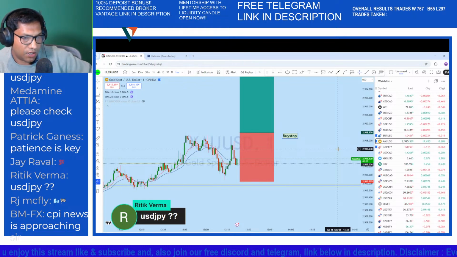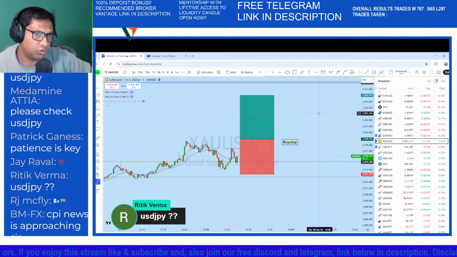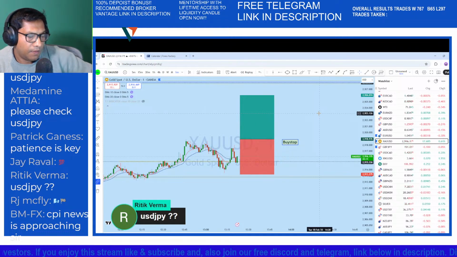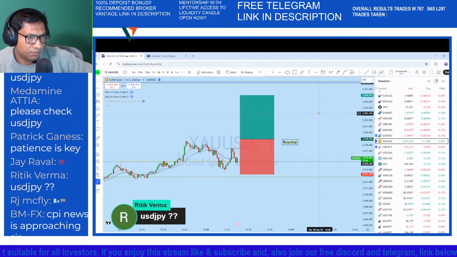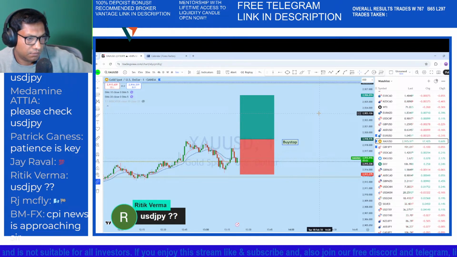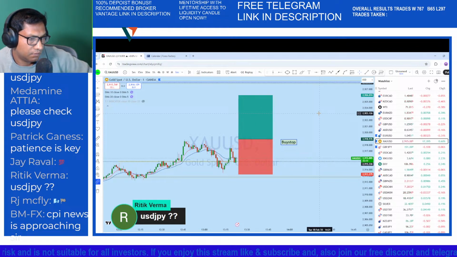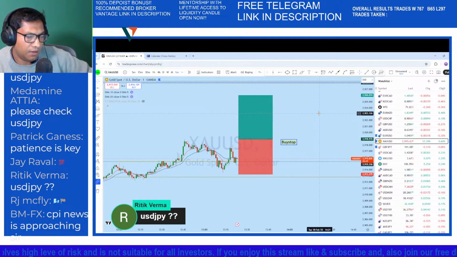So buy stop at 2918.976, stop loss at 2913.279, TP target at 2926.07. So new buy stop level here on XAUSD.